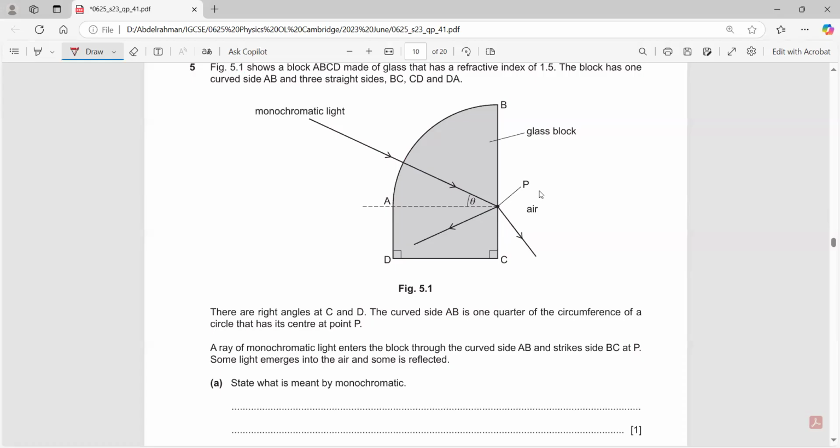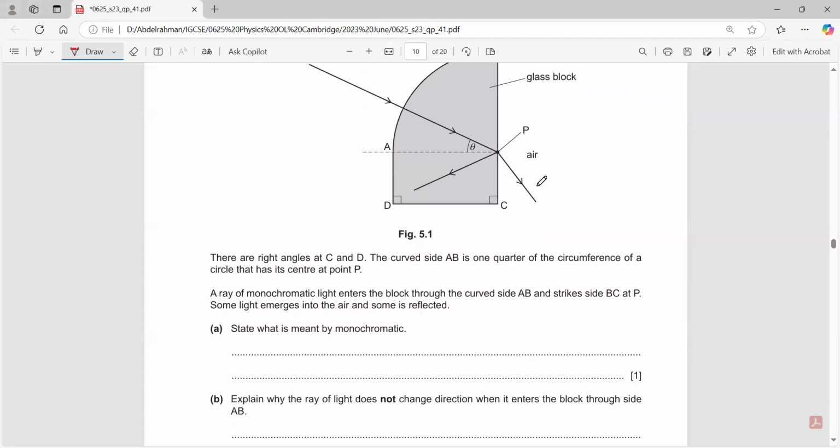What does monochromatic mean? Mono means one. Single frequency: one frequency, one wavelength, one color.